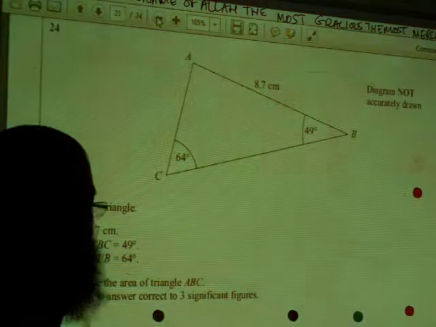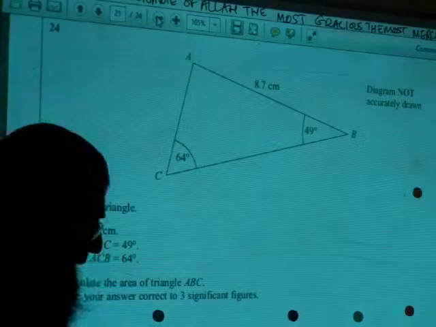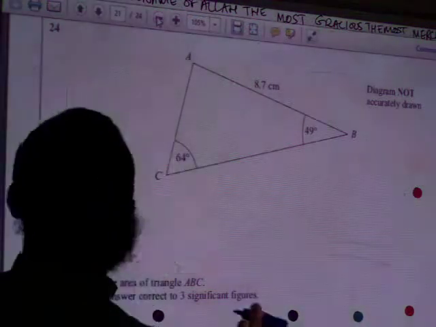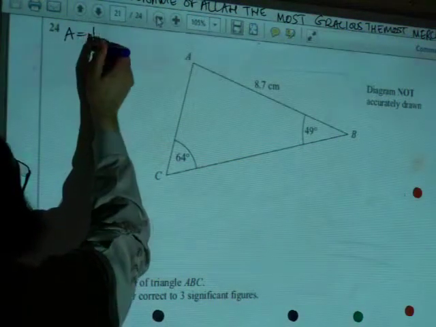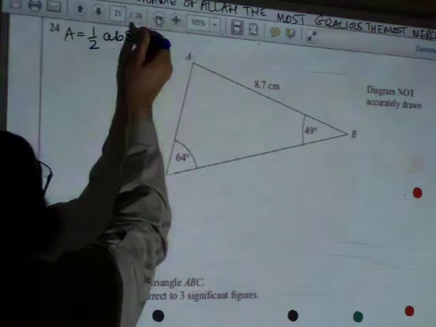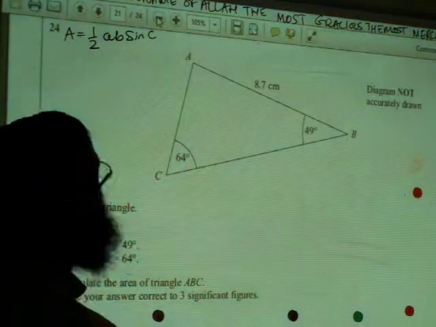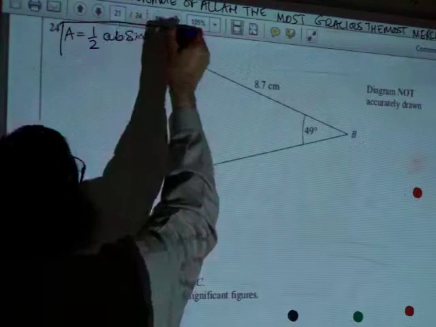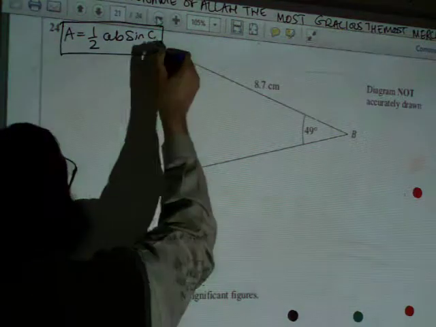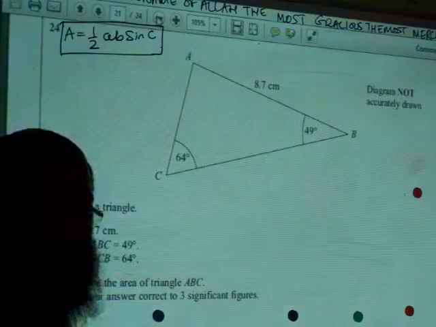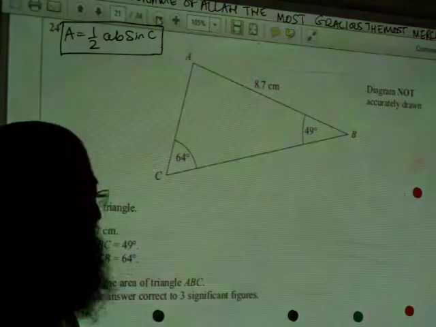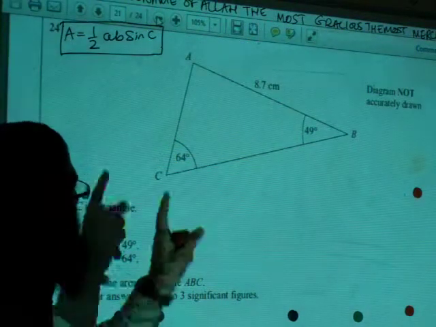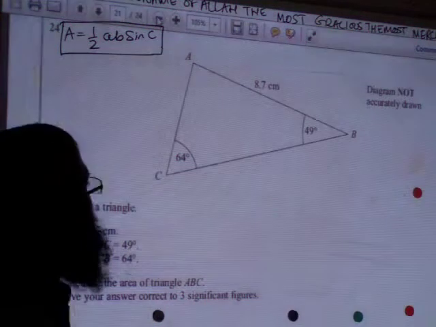Now, if you flip to the front of your papers, folks, there will be a formula for working out the area of a triangle, which is a non-right angle triangle, and that is area equals half ab sin C. Okay? So this is the formula that we use to work out the area of non-right angle triangles. Working out the area of a right angle triangle is quite straightforward, based on base times height divided by 2. This is not a right angle triangle at all, as you can see.